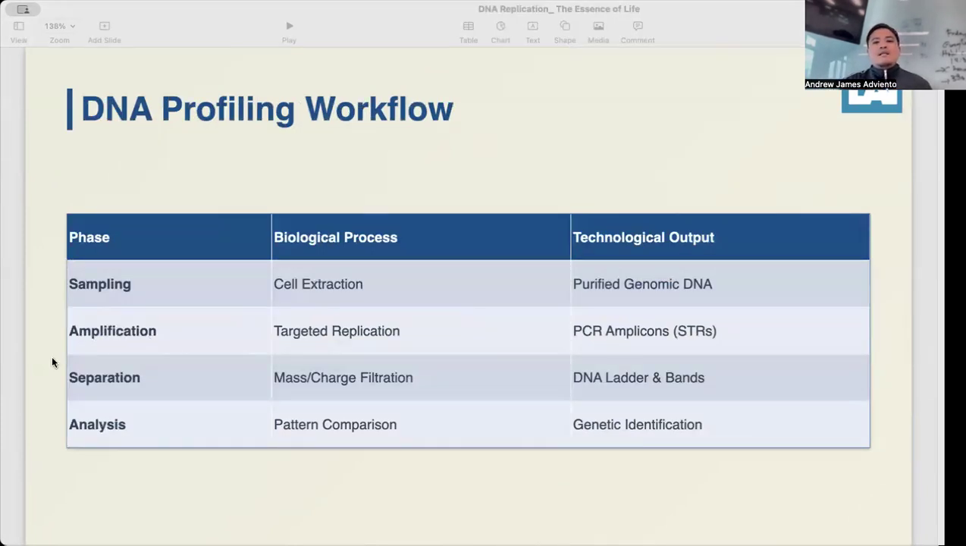Okay, so to summarize the workflow, we sample the DNA, amplify it using PCR, separate the fragments using electrophoresis, and finally analyze the pattern. This is how we solve crimes, determine paternity and study evolutionary relationships. So if we summarize, we move from the microscopic action of helicase and polymerase to the macroscopic application of forensic science.